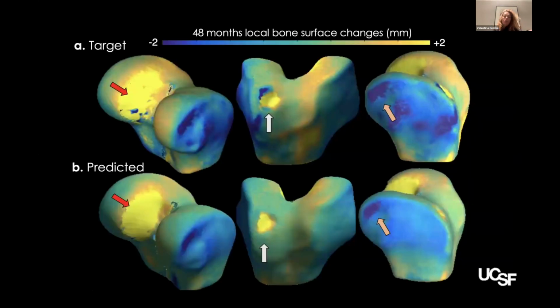This is one example of results. In the first row is, let me do a time check, in the first row is a real image. The color is because it's a difference map between your 4-year scan and your baseline scan. So where you see the bright color is where there are a lot of shape changes.